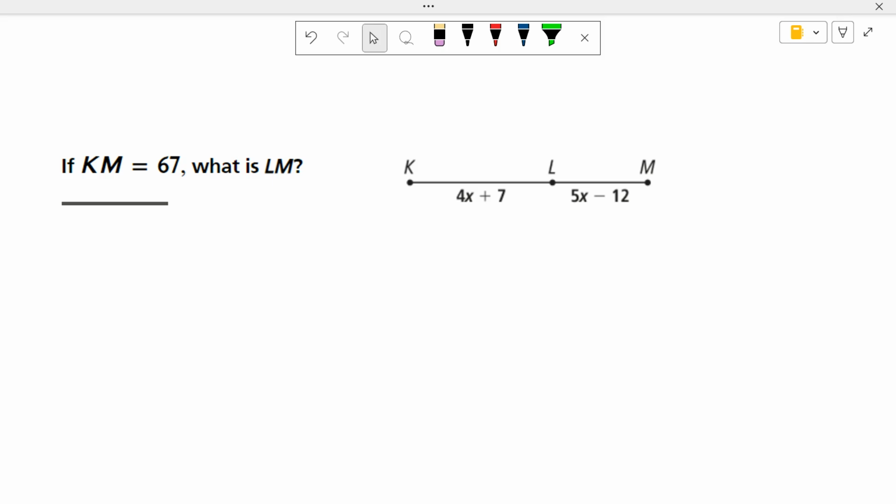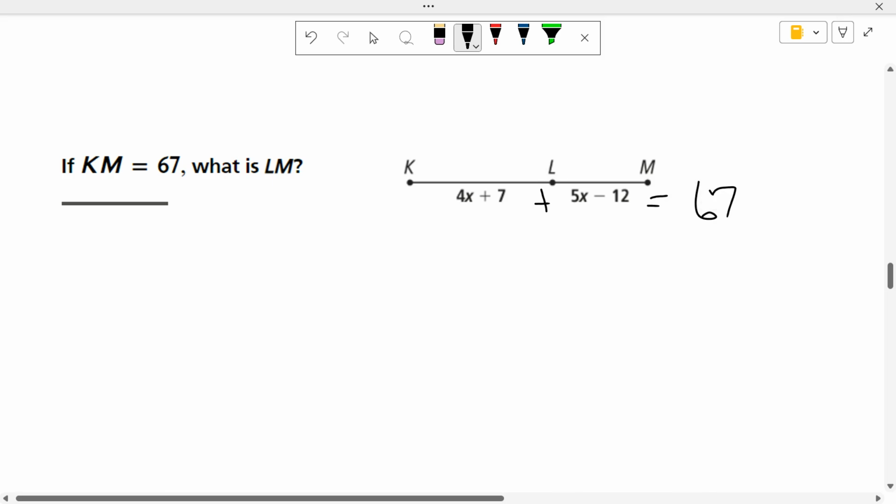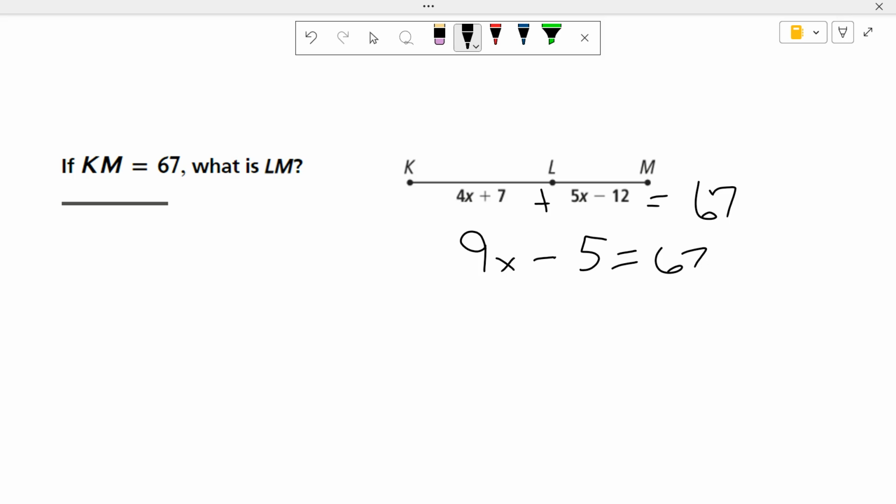Okay. So how do we get to 28? Well, KM is all of this, right? So we have to take this and this. It's a segment addition postulate. So what we do is we add these two together to equal 67. So 4x and 5x make 9x. 7 minus 12 is a negative 5 equals 67. So to get rid of our negative 5, we have to do the opposite. We have to add 5.